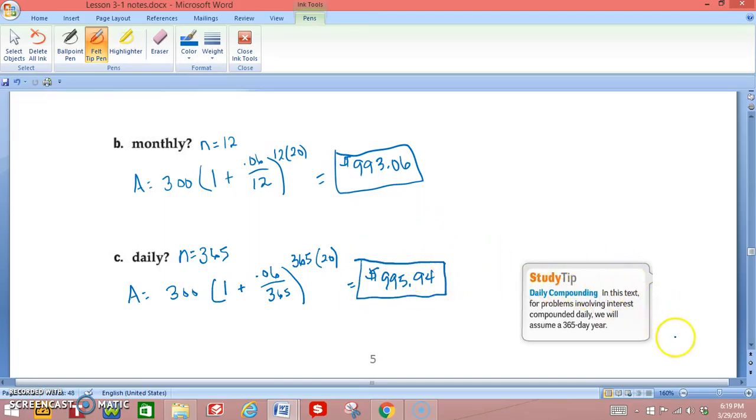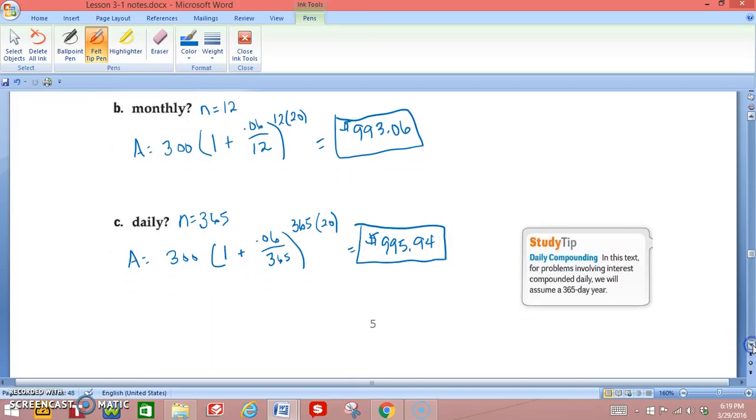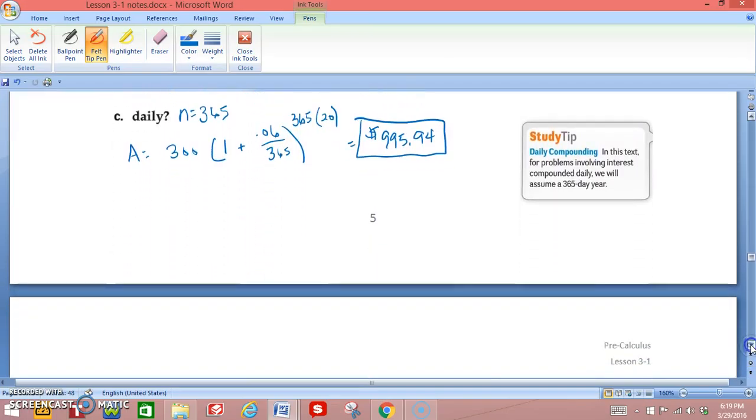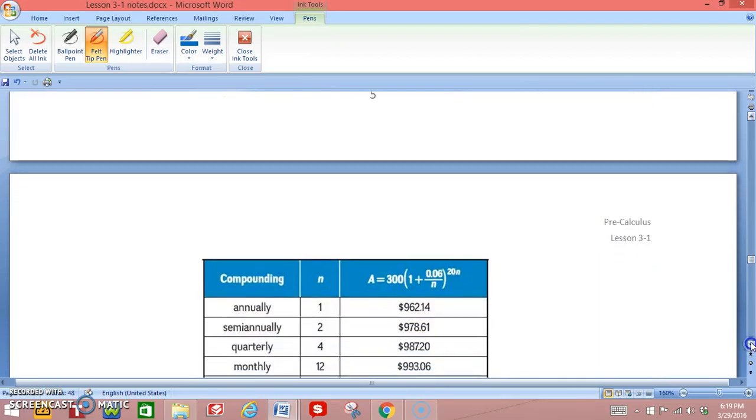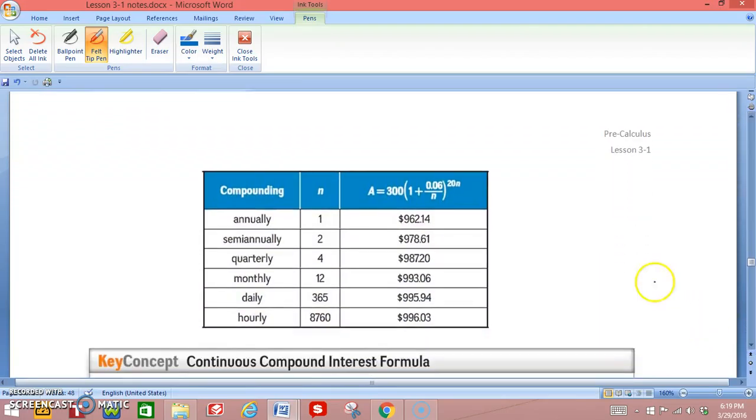Okay. All right. So on the next page, there's a table. And it's basically that problem. And of course, we did the semi-annual, we did the monthly, and we did the daily. But then there's some others here. There's the annual, quarterly, which would be 4 times a year, and then hourly. And you can see that the jump is bigger here than it is when you get up here. So the difference between compounding daily and hourly is just a few cents.